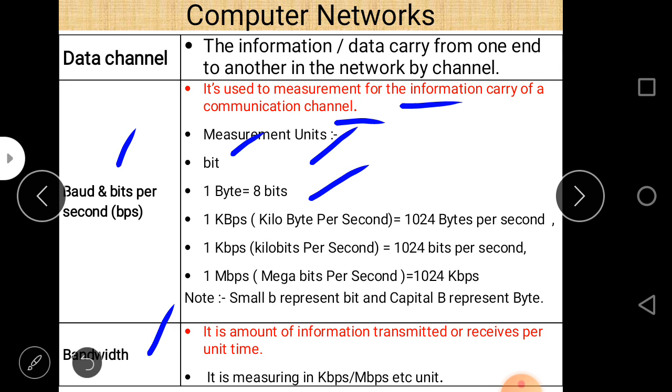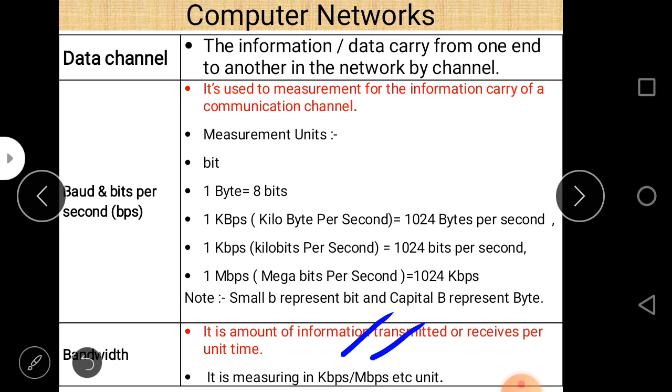1 byte is equal to 8 bits, as we know that 1 kilobyte per second is equal to 1024 bytes per second. And 1 kilobit per second means 1 kilobit per second. Here b is a small letter, you can easily see that b is a small letter. And what is bandwidth? It is the amount of information transmitted or received per unit of time, and it is measured in kilobytes per second or sometimes megabytes per second, depending on speed.